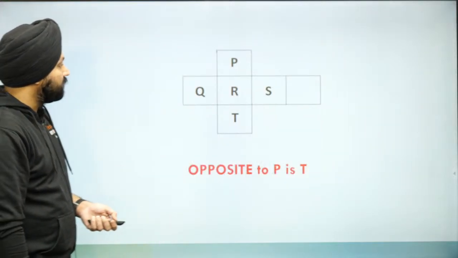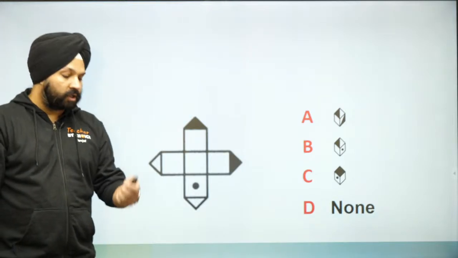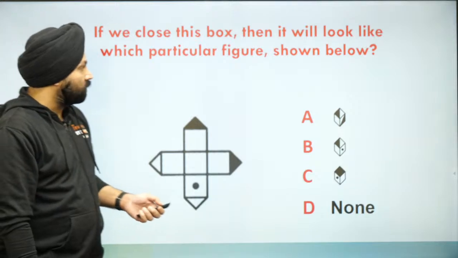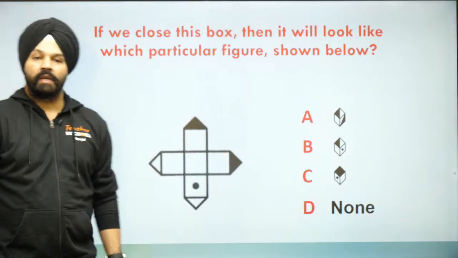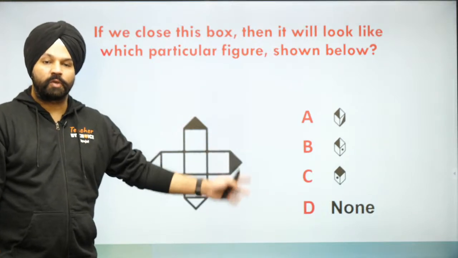Okay, so opposite to P is T. Be ready for the second question. The second question is in front of you. The question says, if we close this box, then it will look like which particular figure shown below. Well, if we close this box, it will be looking like which particular figure?